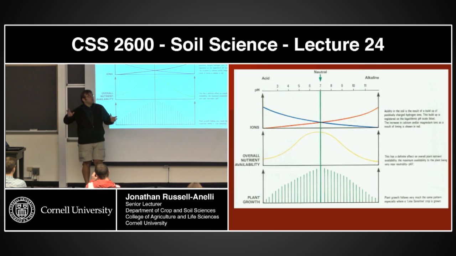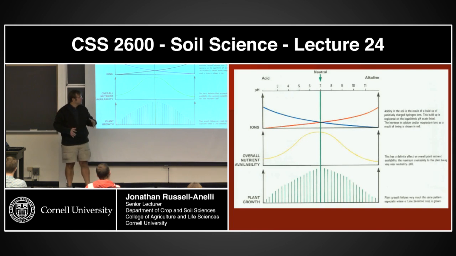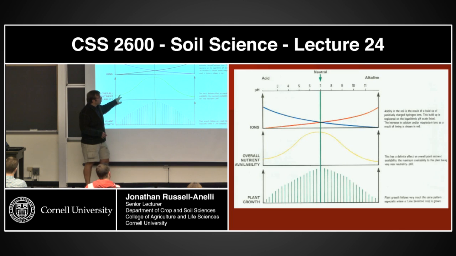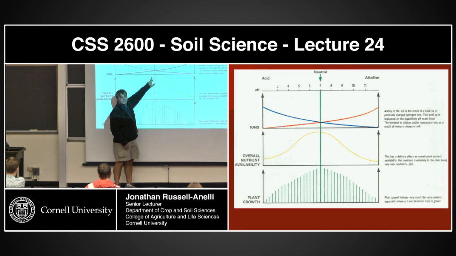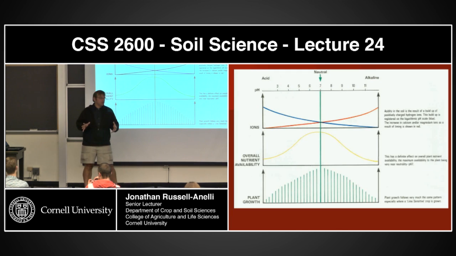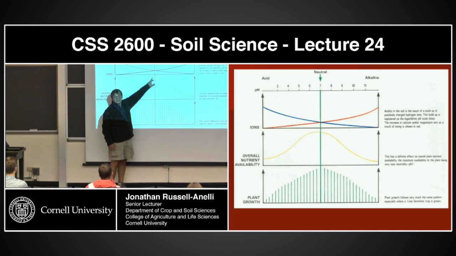Now, how many different nutrients are there? Macronutrients and micronutrients. We're basically looking at all of these in total, and you'll notice as this line goes up, there's more and more availability. You'll notice that someplace around 6.5 is the maximum amount of total nutrient availability. That's not to say that every single nutrient is at its maximum availability. It's all of the nutrients in total combined. What's the maximum availability? And it happens to be around 6.5.